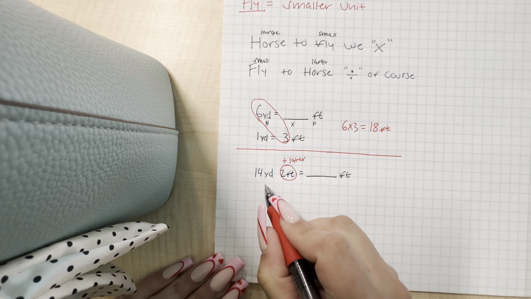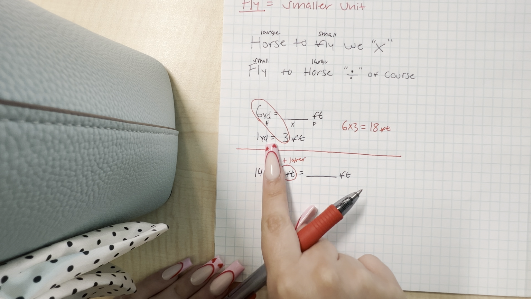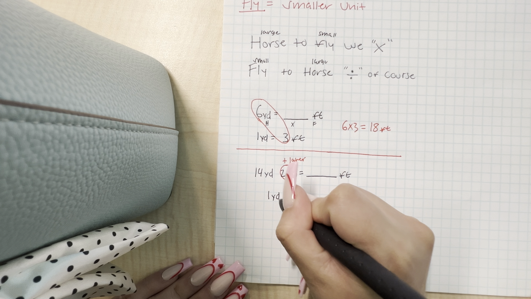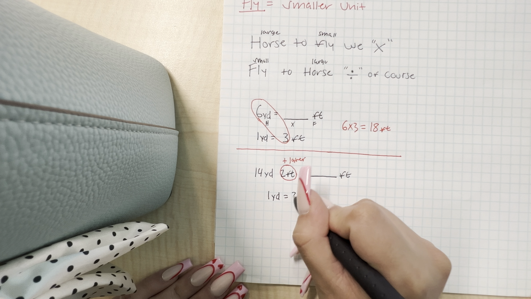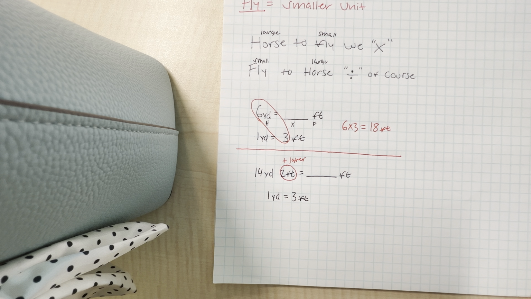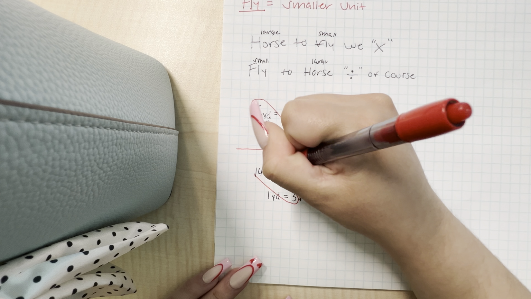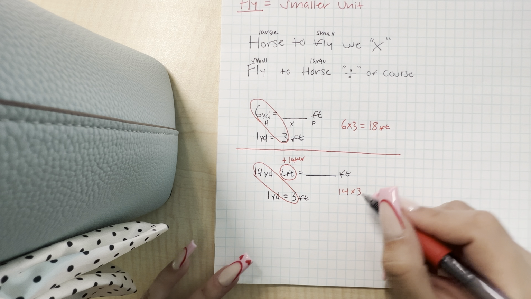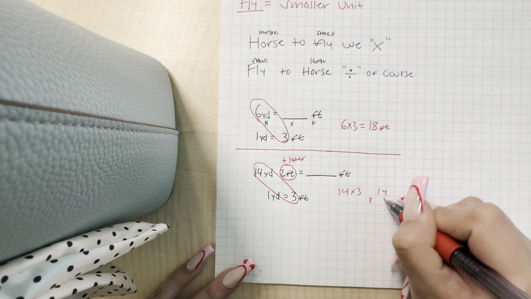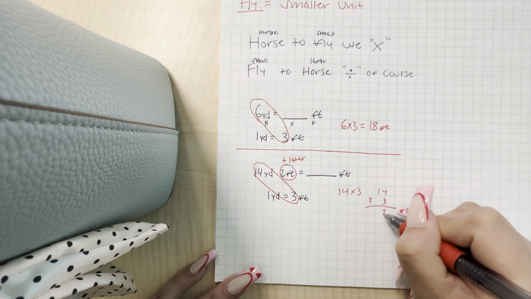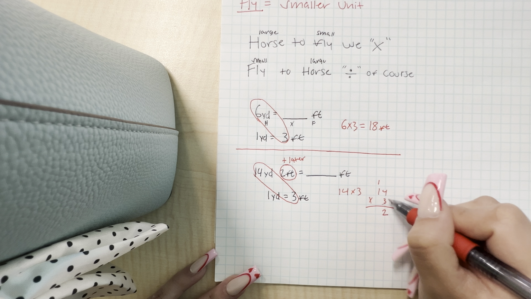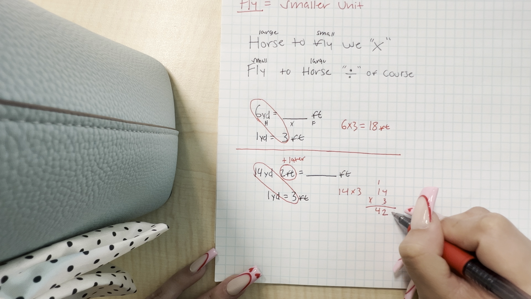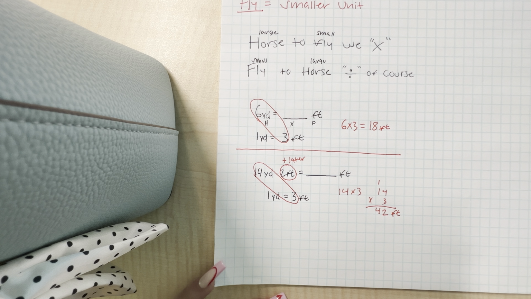Okay, so I'm going to convert my 14 yards into feet. We know 1 yard equals 3 feet. So I'm going to take my two numbers and multiply them. 14 times 3. We can set it up the other way as well, so it'd be easier for us to solve. 4 times 3 is 12. Here is my 2. I bring up my 1. 1 times 3 is 3. Plus 1, it is 4. So I have 42 feet as my answer.